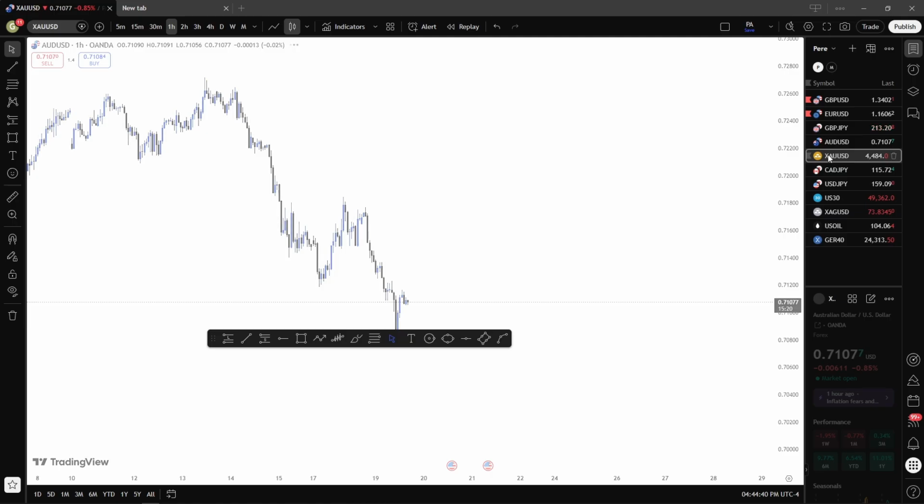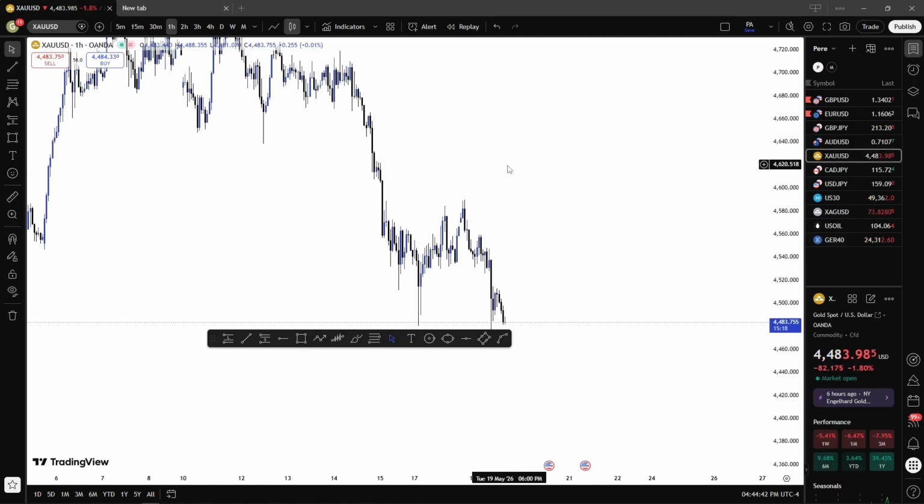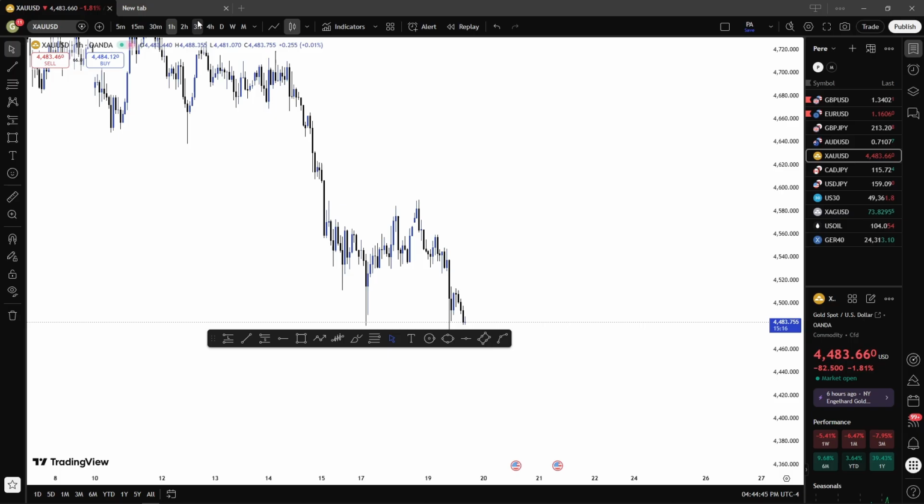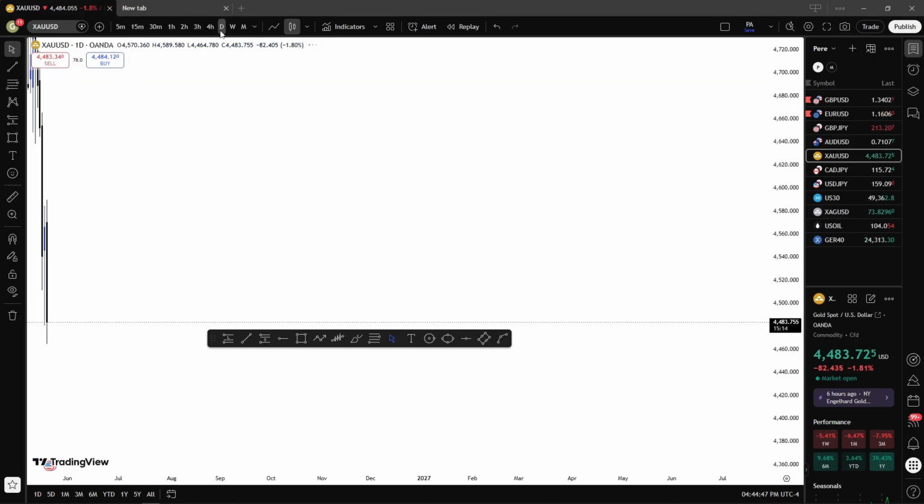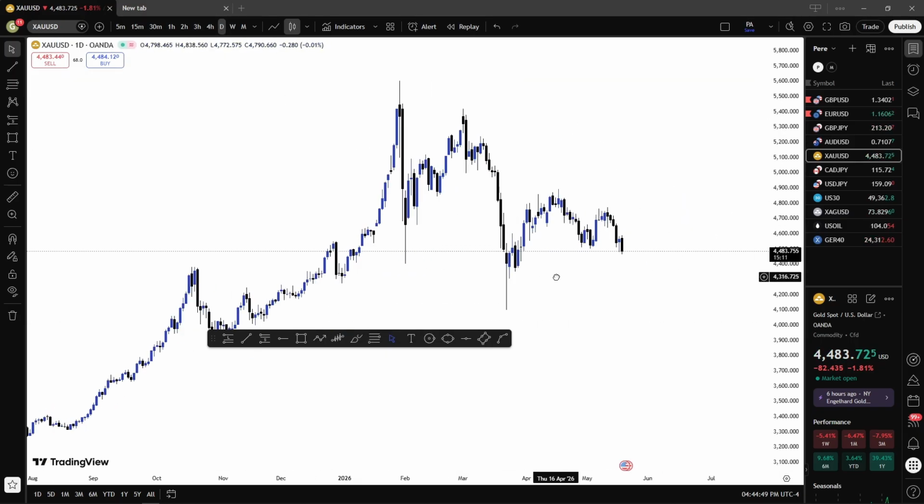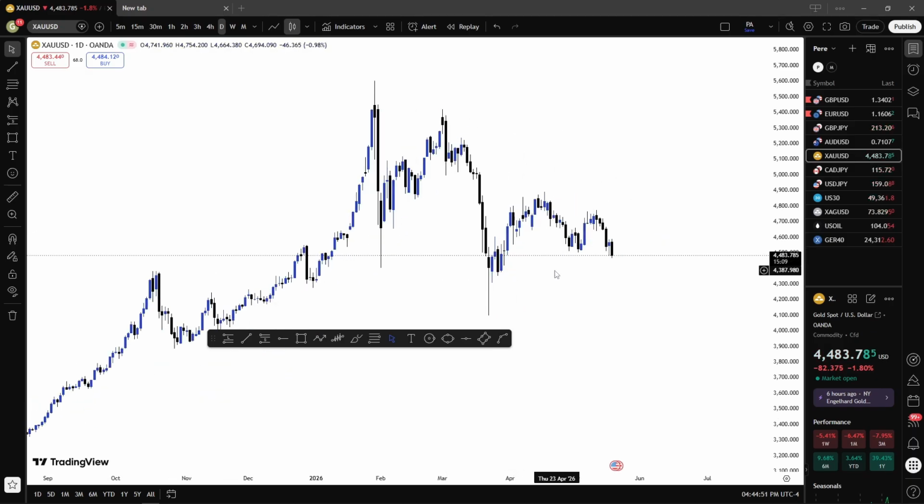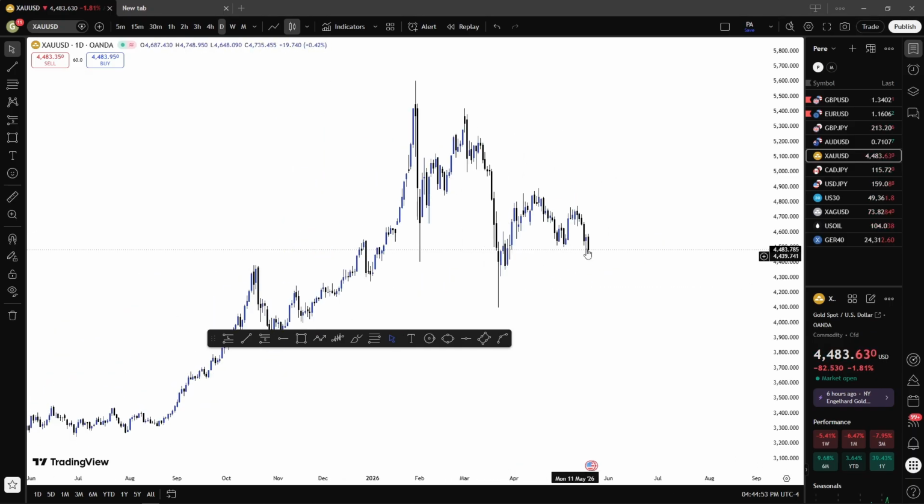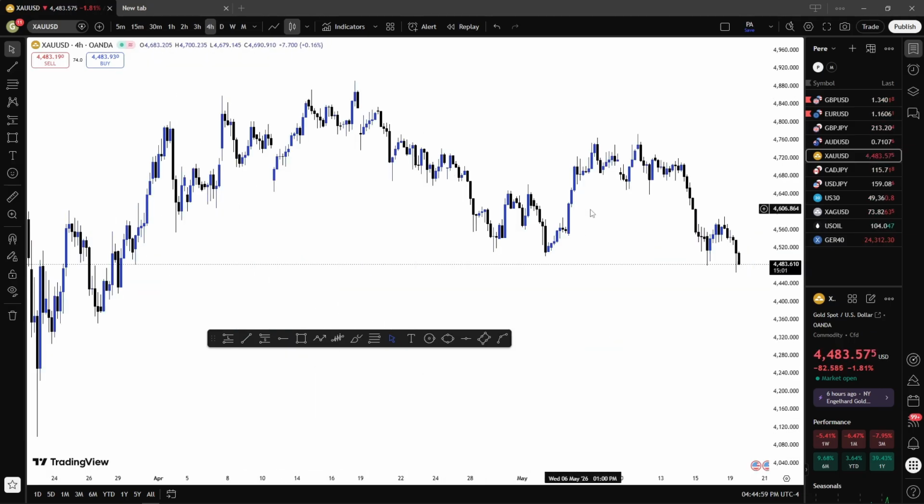So guys, aside from that, gold is a totally different market. Now let's analyze gold together. I'm going to start from the daily time frame as usual. Now for gold, I don't really care much about the higher time frame, because gold is just trash on its own. Let me just go down to the 4-hour time frame where I respect gold.